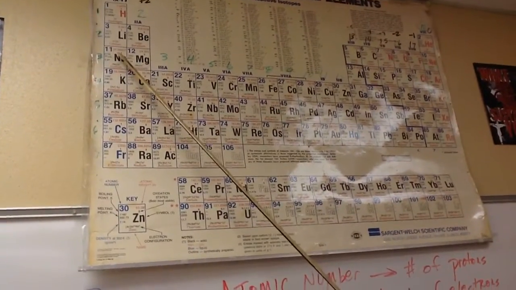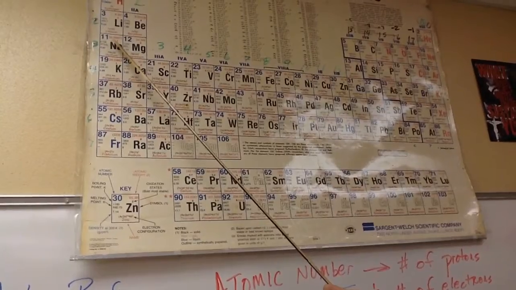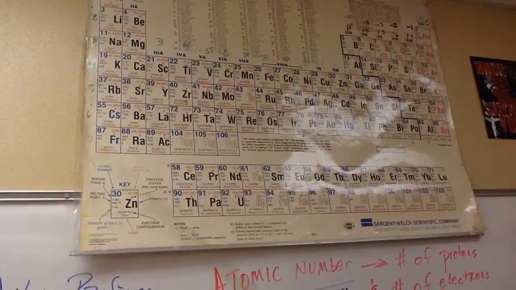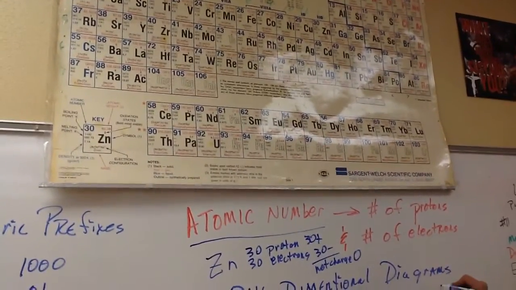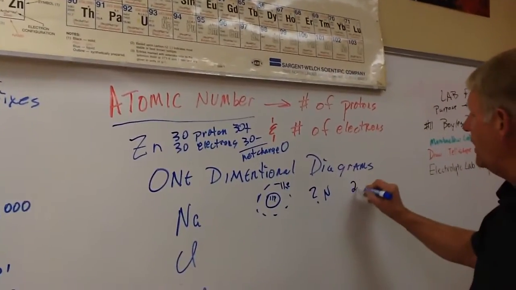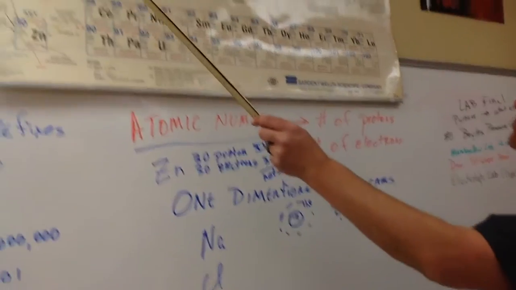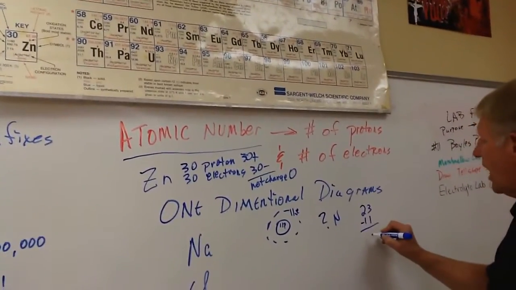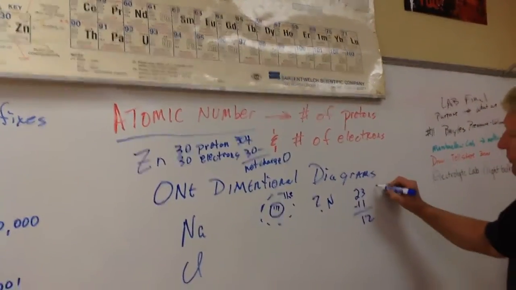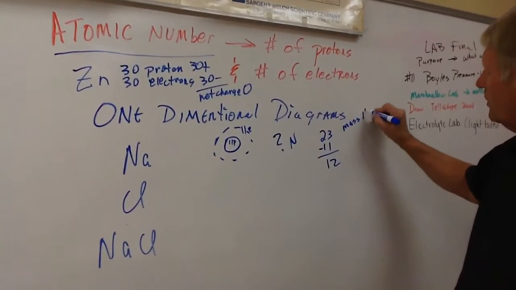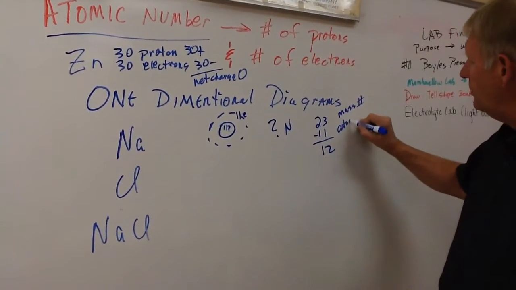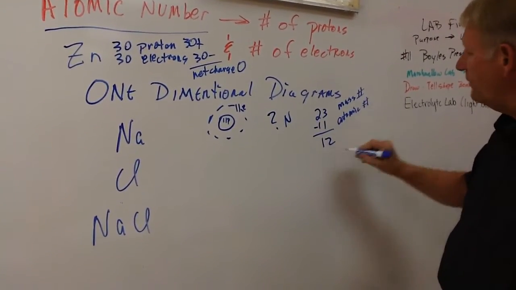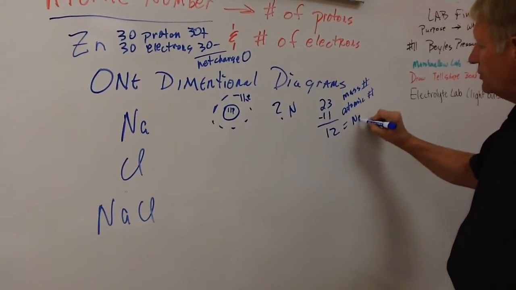We round it off. In sodium's case, it's 22.989. So we take the mass number, so that would be 22.9. So we're going to round that up to 23. So we take the mass number minus the atomic number, so that would be 12. So we've got the mass number minus the atomic number, and that's going to equal neutrons, the number of neutrons.